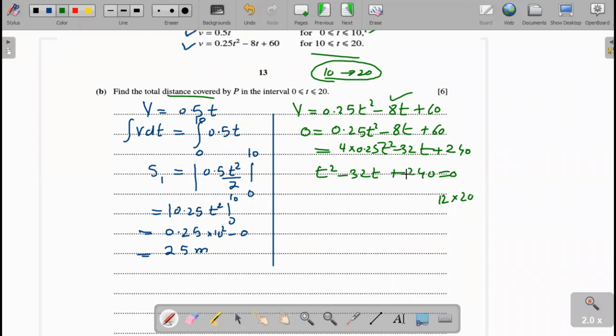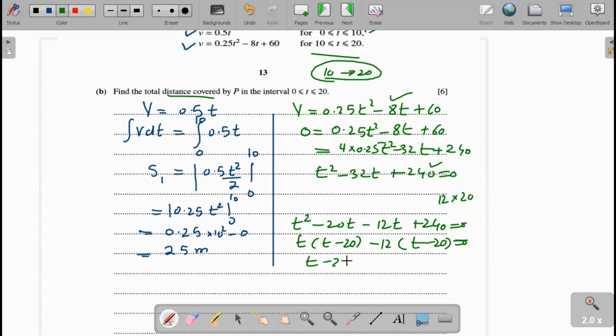Now to factorize 240, we see that 12 multiplied by 20 gives the factors. When we add these two numbers, we get 32. Therefore, we solve it: t² - 20t - 12t + 240 = 0, which is equal to (t - 20)(t - 12) = 0.